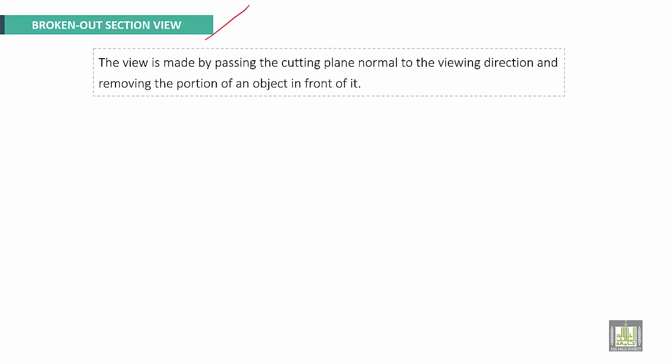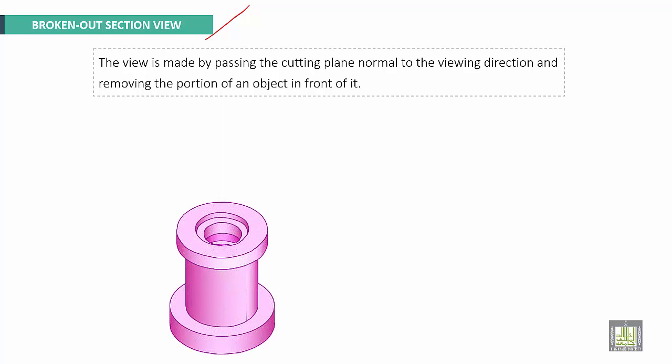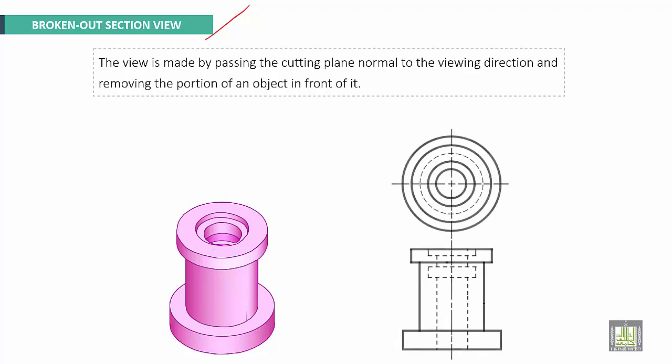Broken out section view. The view is made by passing the cutting plane normal to the viewing direction and removing the portion of an object in front of it. Here we have an example. This is original views. This is a cutting plane. We make now the broken out section to show a detail here, how to represent it?